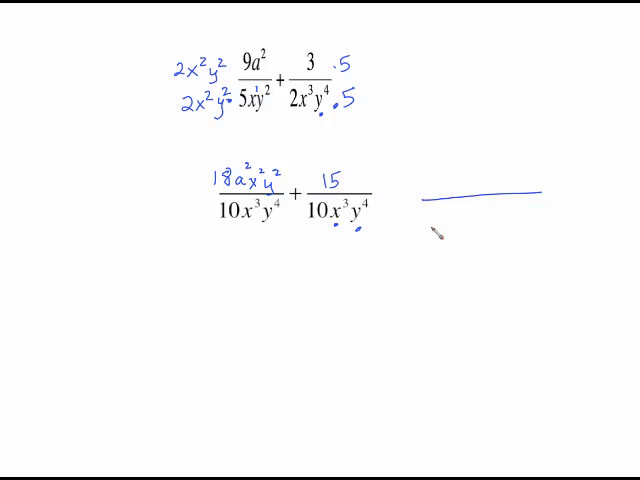This has the common denominator of 10x cubed y to the fourth, so we're keeping that denominator and just writing the numerator together, but there are no like terms, so all I can do is write it together.